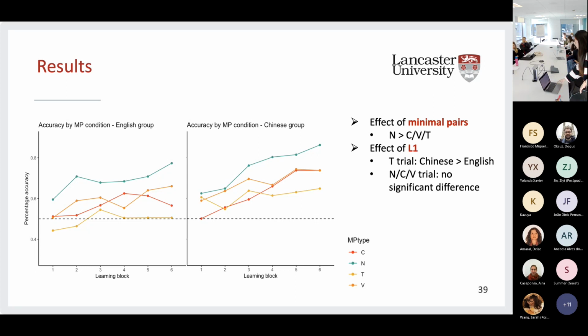And we found an effect of L1. In these two, the yellow lines are the tonal trials, tonal conditions. Only in the tonal conditions did Chinese speakers perform better than the English speakers. And in all other conditions, they performed the same. So this is an effect of L1. And we noticed that our English group remained at chance level for tonal trials after learning. So they didn't improve to an above chance level.